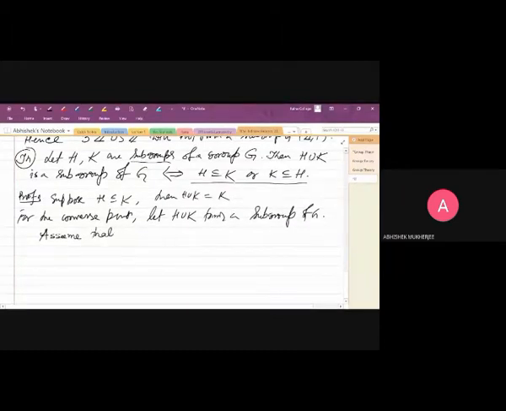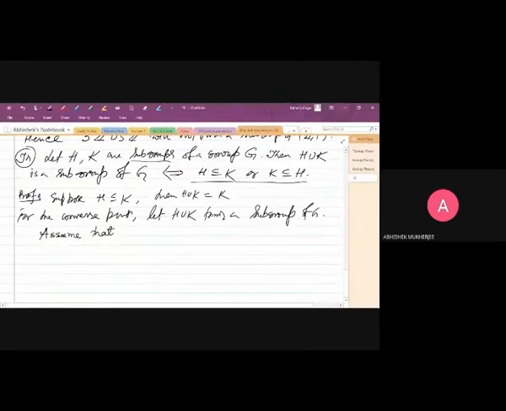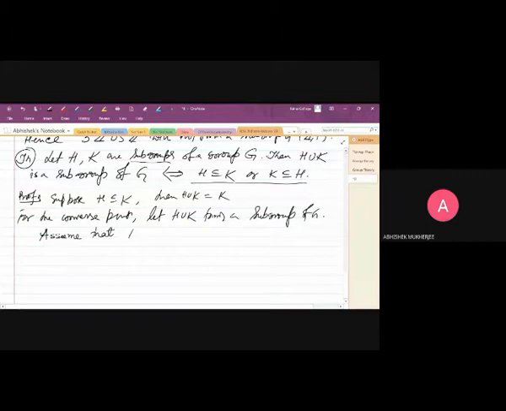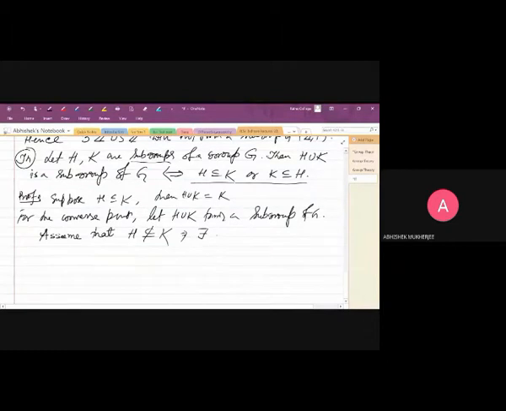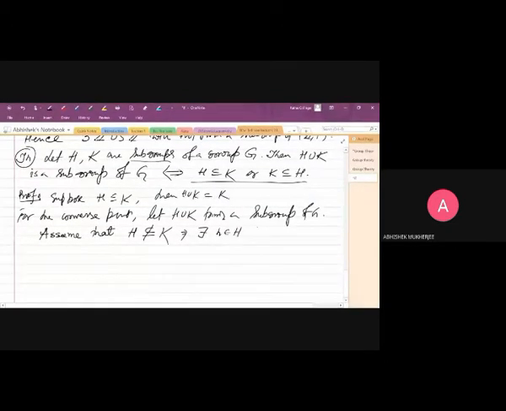So you need to show that one of them will be satisfied by H and K. That is, either H is contained in K or K is contained in H. If not, suppose H is not contained in K, what does it mean? It implies that there exists a small h belonging to capital H such that h will not be in K.